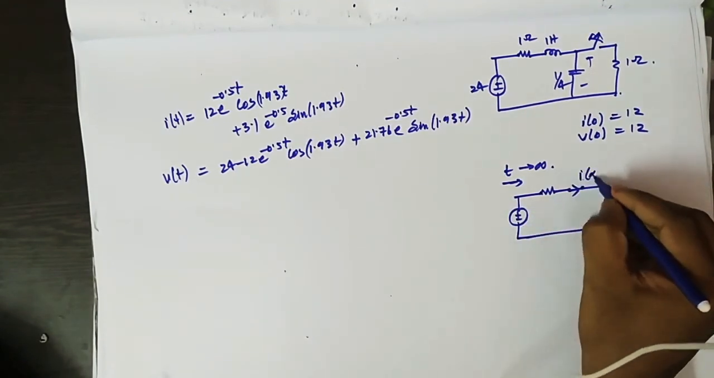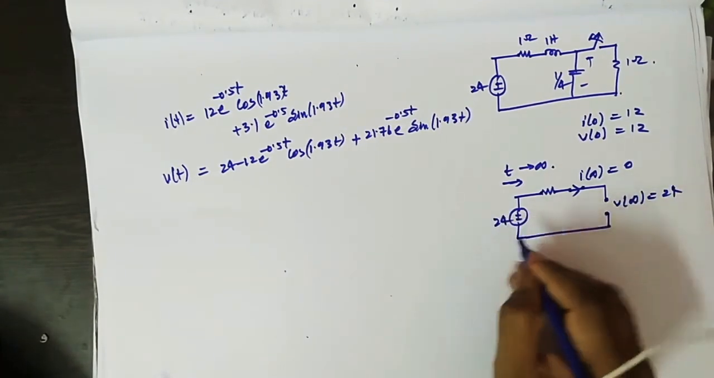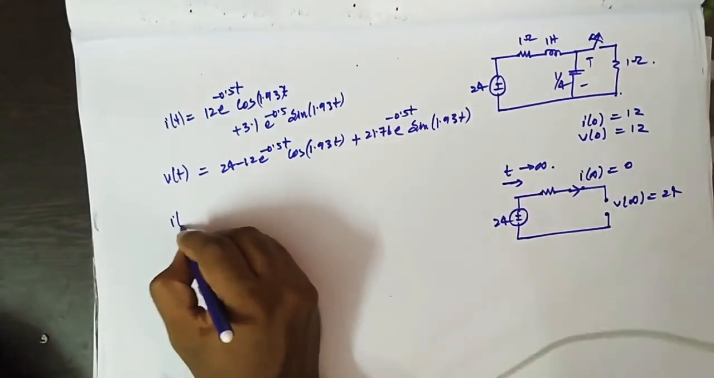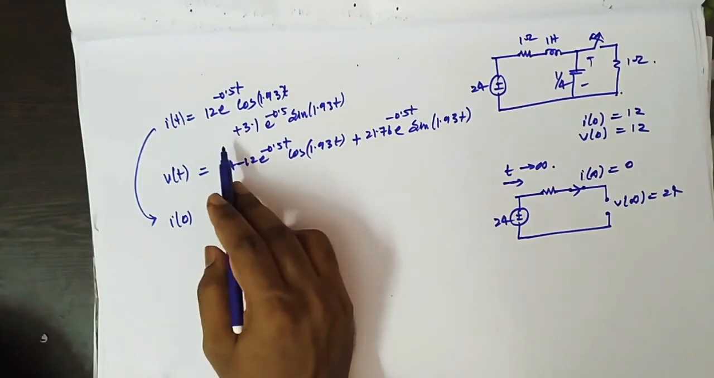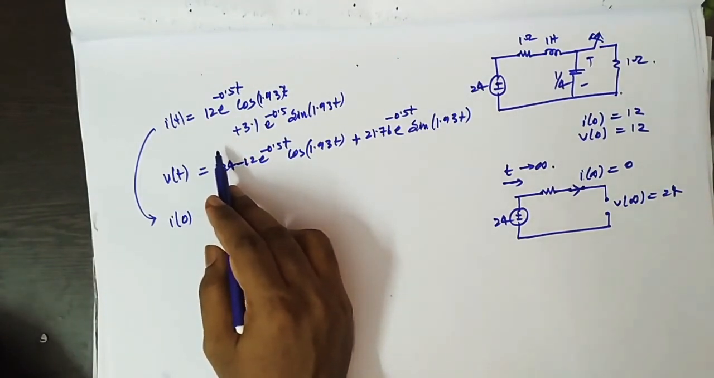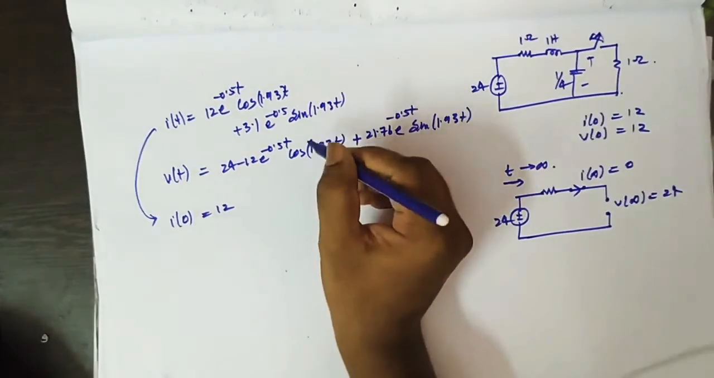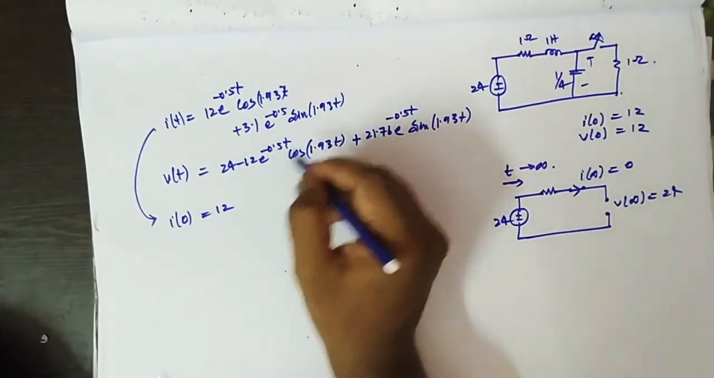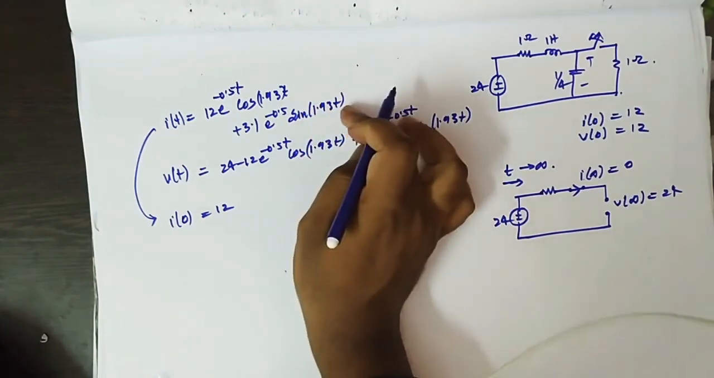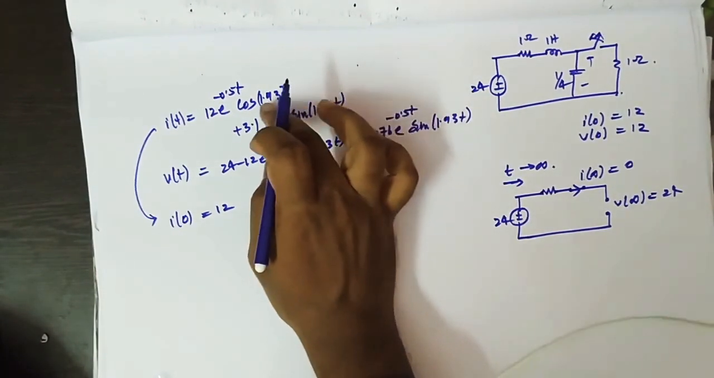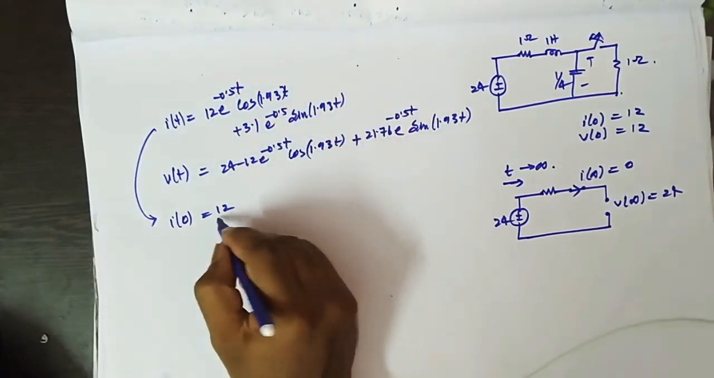So I of infinity equal to 0 and V of infinity equal to what? 24 volts. So similarly I of 0 equal to what here? If you take I of 0, so I of 0 is equal to 12 plus, so this is e power minus t. So you will get I of 0 by replacing t equal to 0 here. So e power minus t sine omega t equal to 0 means this term will be 0. So cos of 0 equal to 1, so e power minus 0 equal to 1. So this is 12 here.